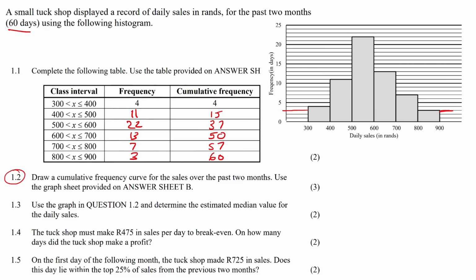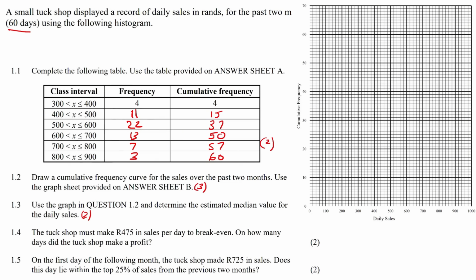So this question now says, draw a cumulative frequency curve. Use the answer sheet. Okay, let me go check the answer sheet and see if I can pop it over here for us. All right, so I don't think we need that histogram. If we do, I'll obviously bring it back. But they want us to draw a cumulative frequency curve. So it's very easy. You always start with this number over here. So where's the daily sales? Okay, so we've already got that over there. So we can just put a little dot right down at the bottom.